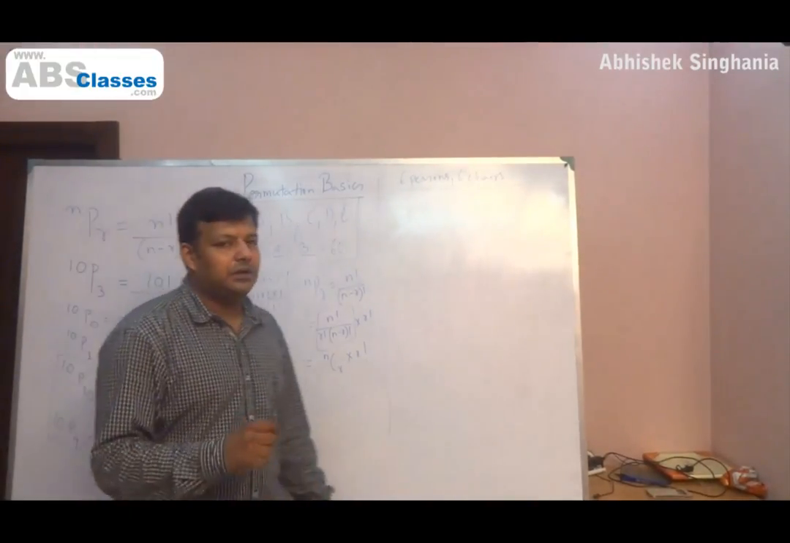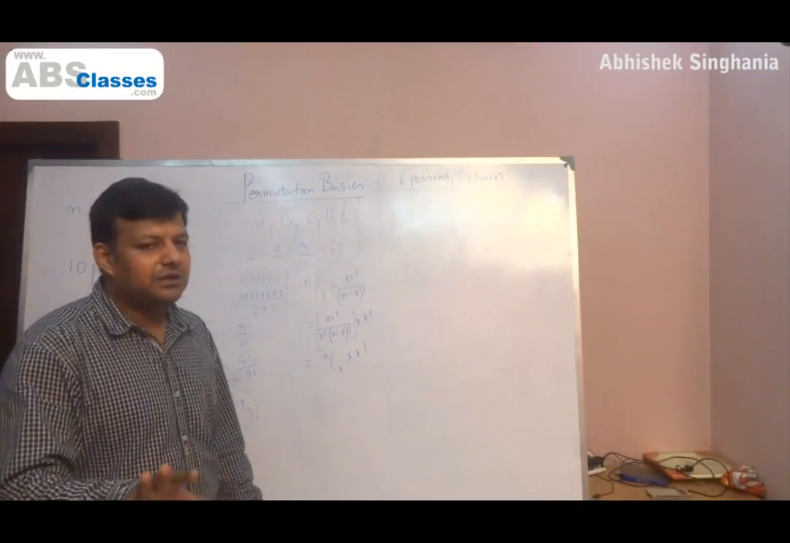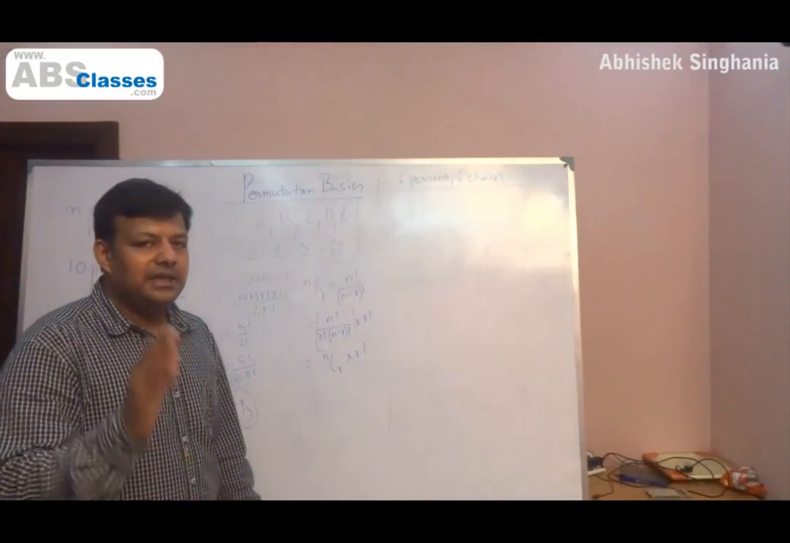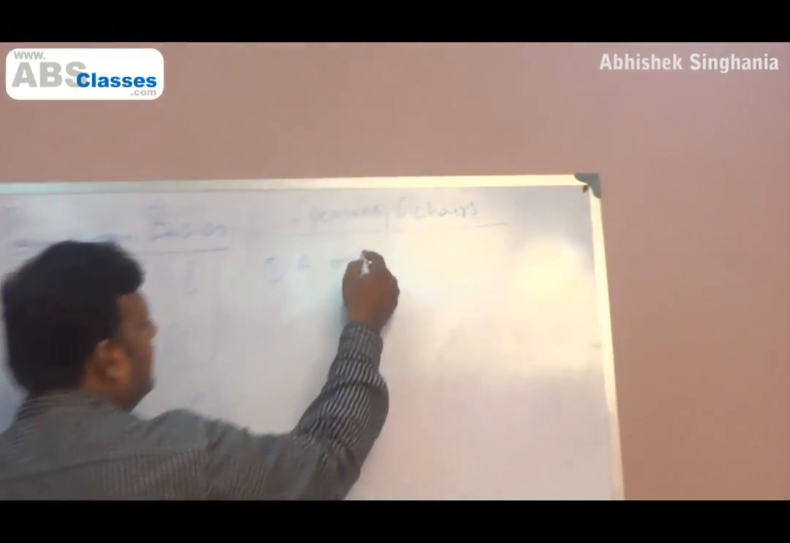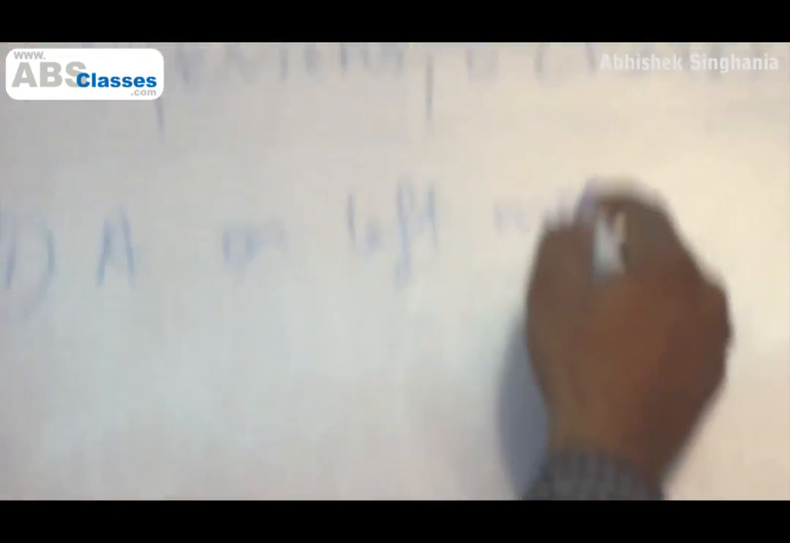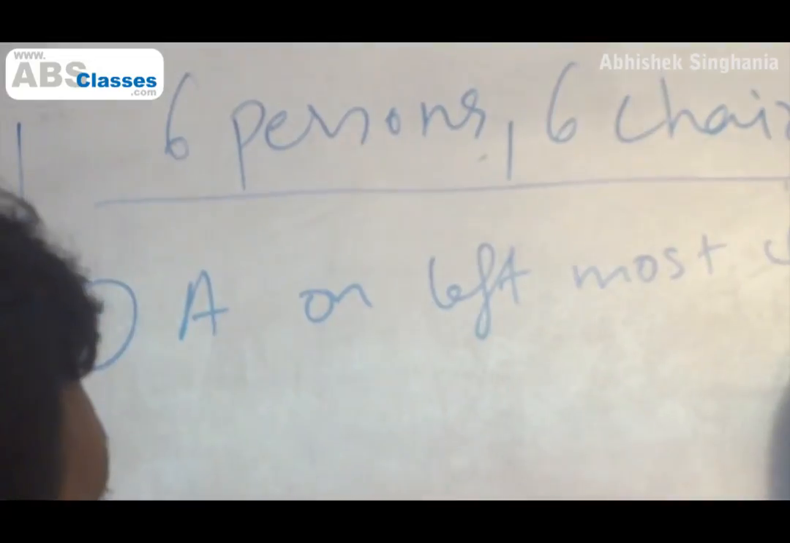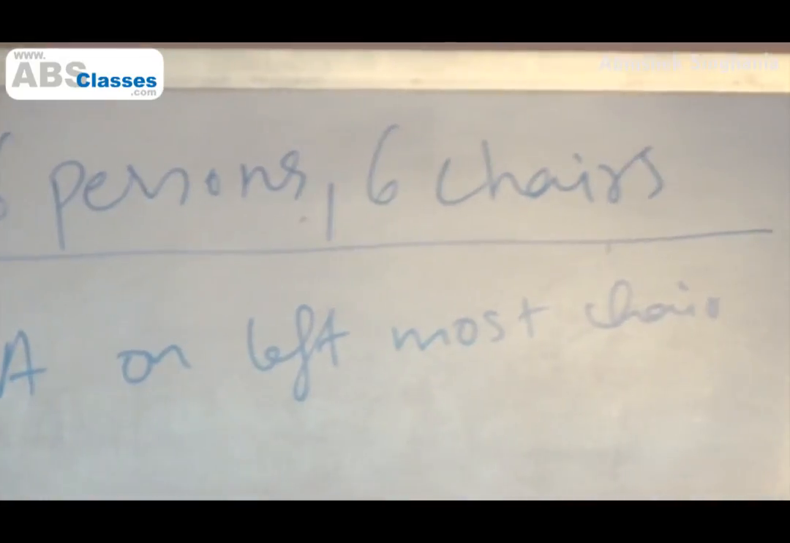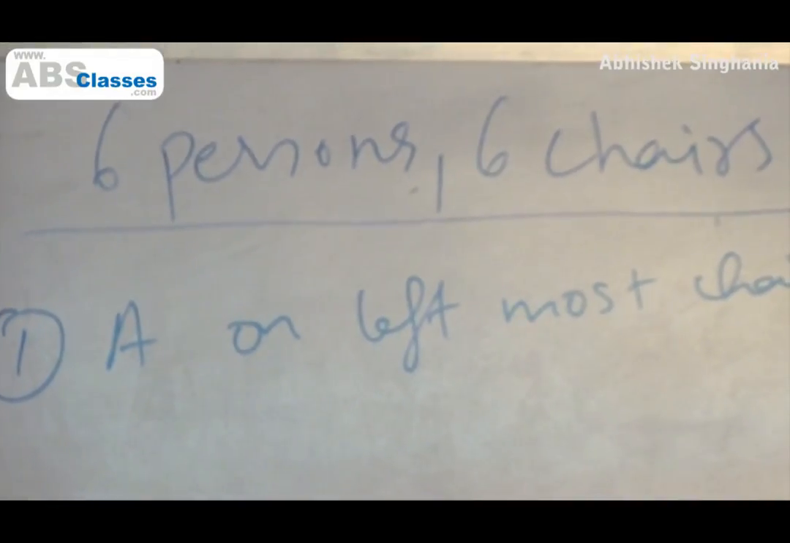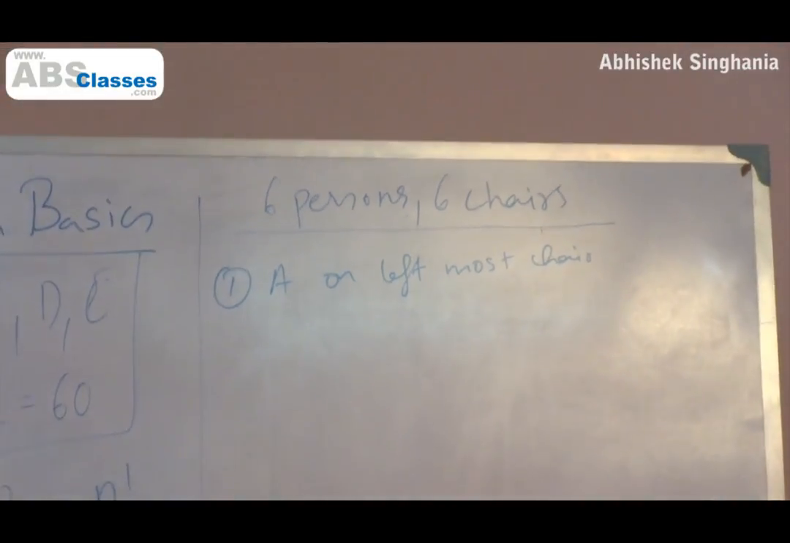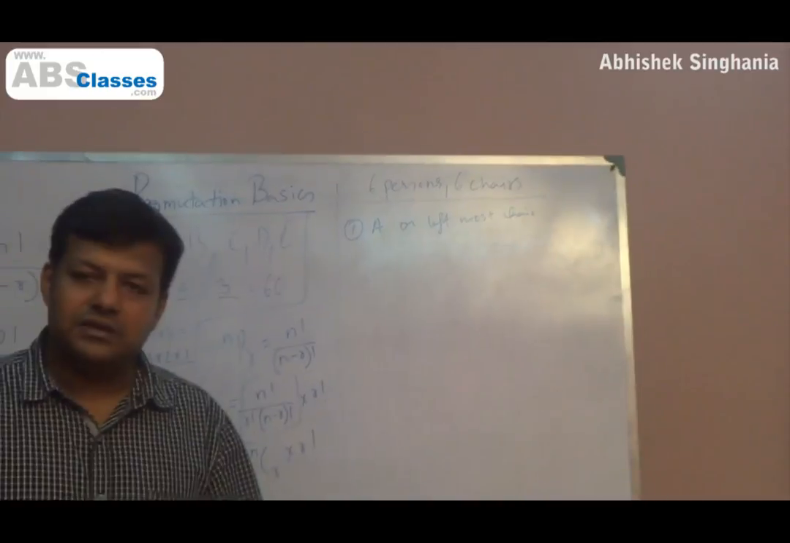Now let's come to the real deal. Again, we'll go a little slow, start with simple examples. A sits on the leftmost chair. So my first question is, A on leftmost chair, or A on first chair, whatever you might call it. In how many ways can we do this? Now if A is seated in the first chair, no one else can sit in the first chair. A cannot sit in any other chair, which means A and first chair are taken.